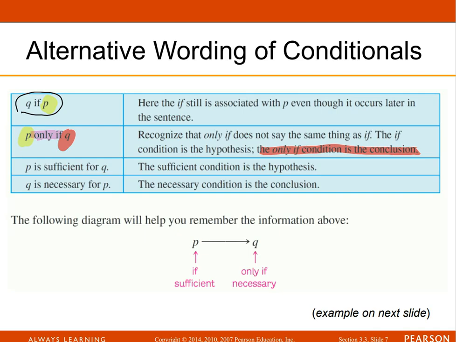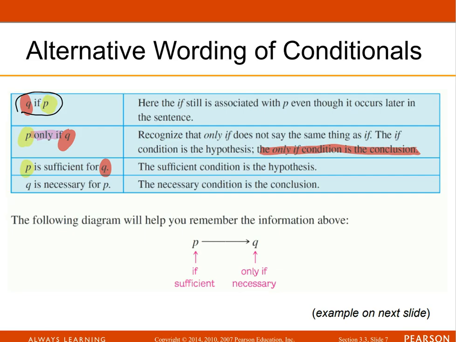P is sufficient for Q. The sufficient condition is the hypothesis. So P is still the sufficient part, and the Q is the conclusion. The P is the hypothesis, and the Q is the conclusion. And then this next one, it's flipped.